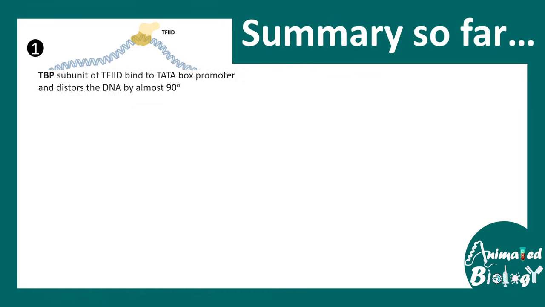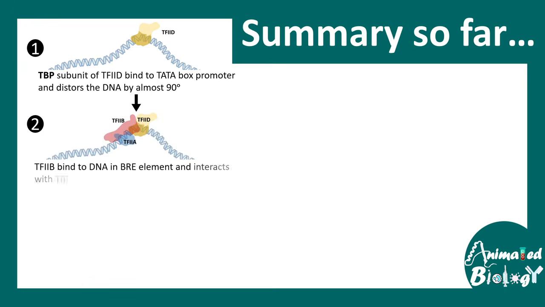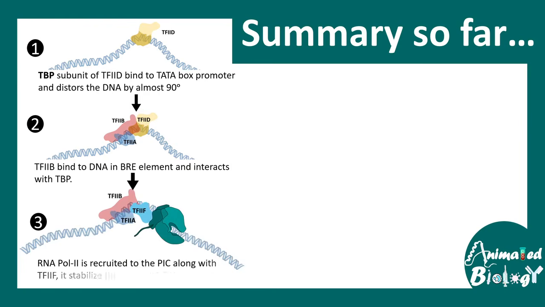A lot of factors are associated. The key factor is TF2D, and the TATA box binding protein is a subunit of TF2D. Then other factors such as TF2B and TF2A get recruited. Further, it has been shown that TF2B interacts with other core promoter elements such as the BRE element. Then there is RNA pol 2 recruitment along with TF2F.